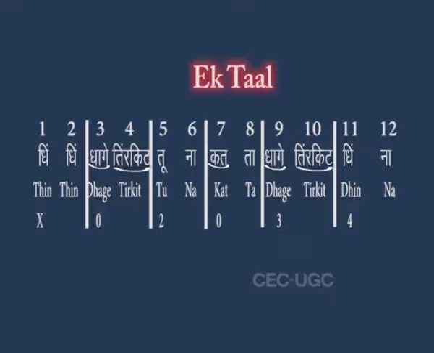The name of ek tal suggests that there is only one tali in this tal, because the literal meaning of ek tal is one clap, whereas this tal has 4 talis. Hence, the name of the tal remains a mystery. Anyway, the bols of ek tal are dhin dhin dhage tirkit tuna katta dhage tirkit dhinna in its complete form.